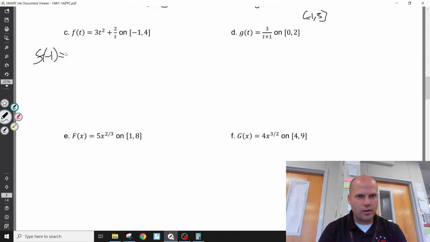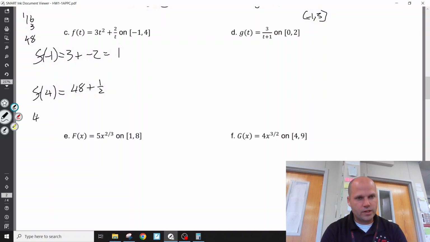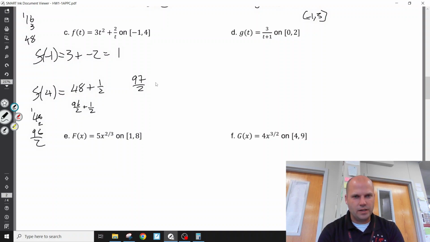Where do I start? I start at negative 1, which gives 1 and a half, or 3 halves... I start at 3 plus negative 2. Where do I get to? I have 16 times 3. I got to do that on the side. 48 plus a half. Okay, let's do it. 48 times 2 is 96 halves. 96 halves plus a half is 97 halves. 97 halves is where I ended. I started at 2 halves.